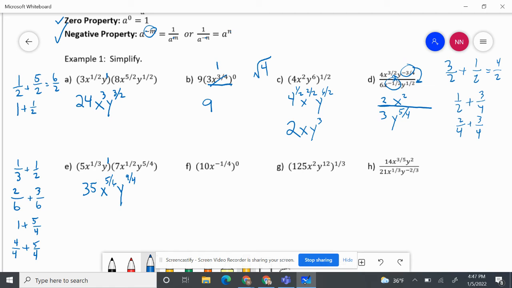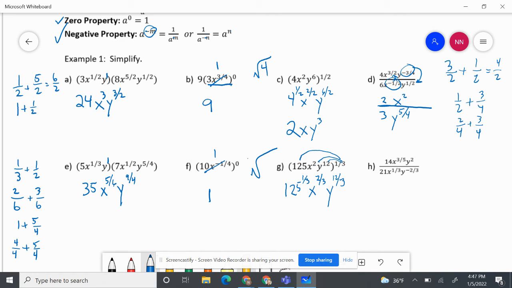Just as a reminder, anything to the 0 power is 1. Since everything's in the parentheses, our answer is just 1. Here we have the power property where we distribute the 1/3 to each of the terms. And so we have 125 to the 1/3. We have x to the 2/3. And we have y to the 12/3.